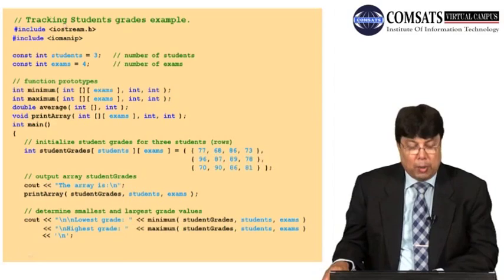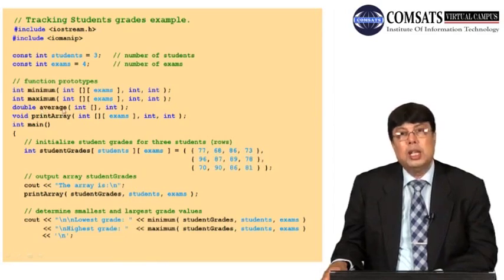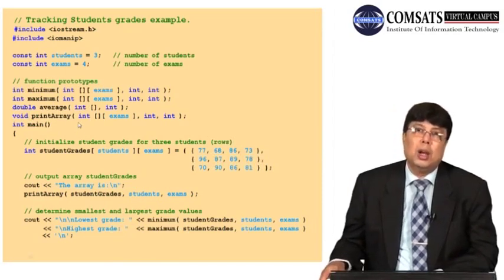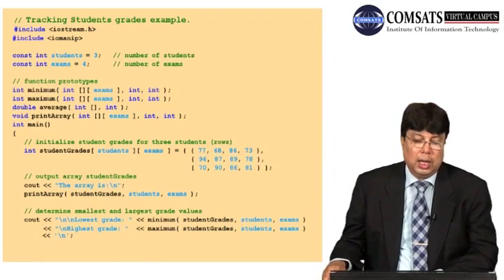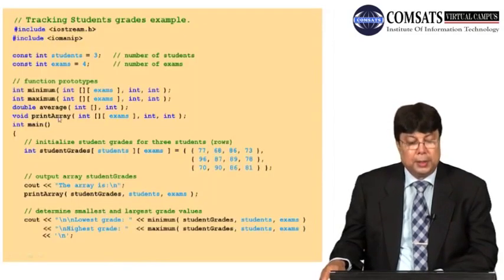Then we have the prototypes of the functions. This function minimum finds out the minimum grade of the student. This maximum function finds out the student which has the maximum grade. The double average function computes the average of the grades that each student has achieved. Print array provides us the display result of each and every student. These are the 4 things I said: we have to find the minimum, find the maximum, calculate the average and print out. So these are the 4 functions which we are doing.